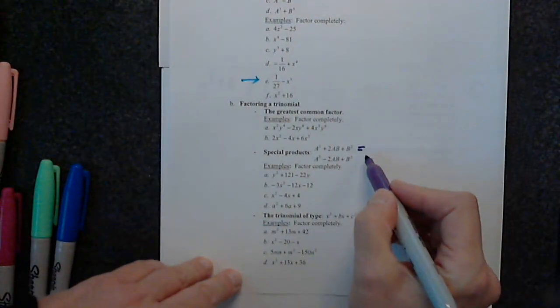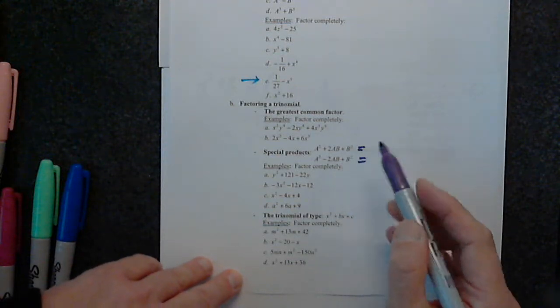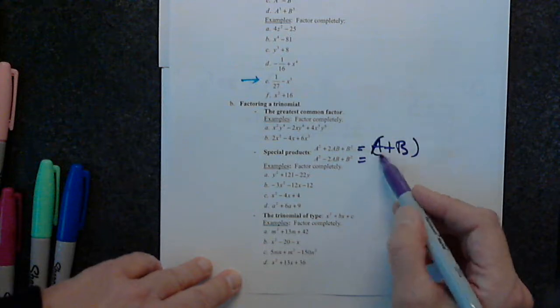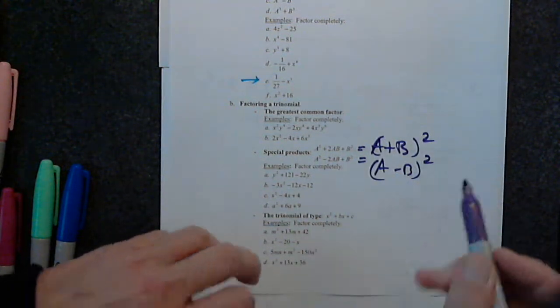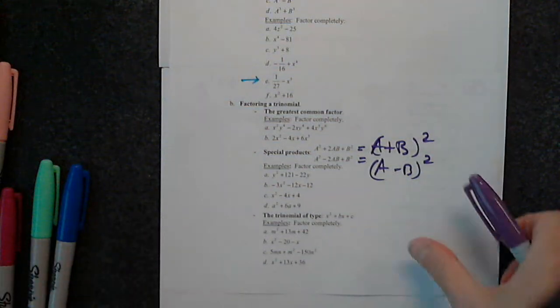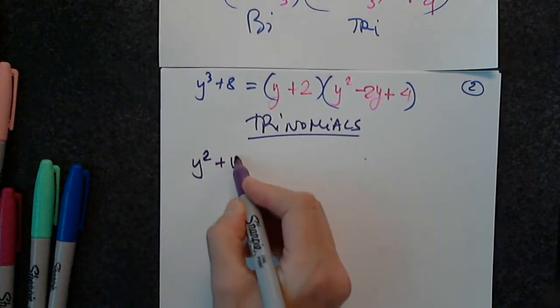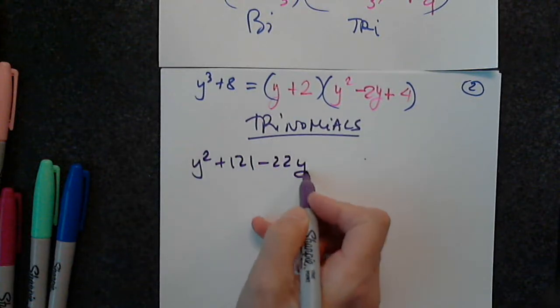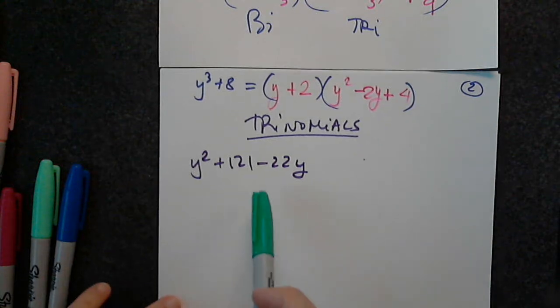Okay, so here they are. You can write them again. Can anyone dictate again? What do I write for this? Very good. What do I write for this? Excellent. Okay, so I'm going to start with y squared plus 121 minus 22y. Any questions in the back, ladies? Any questions? Okay, ready.